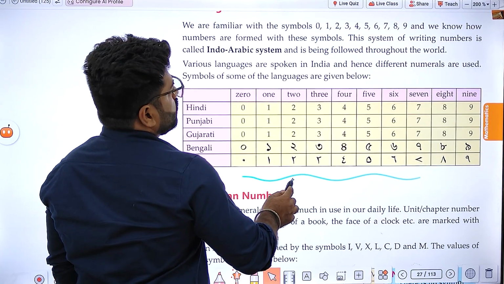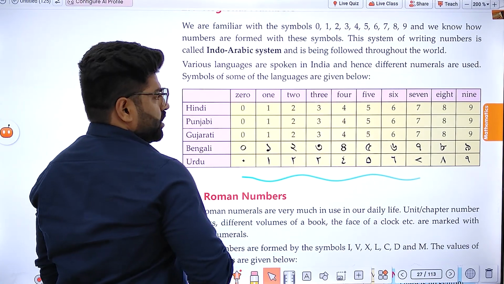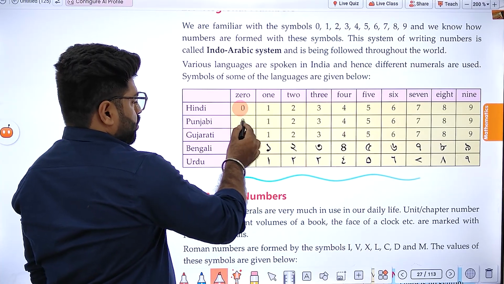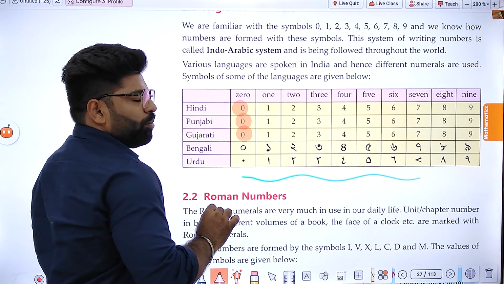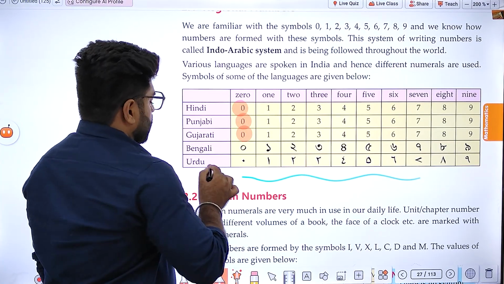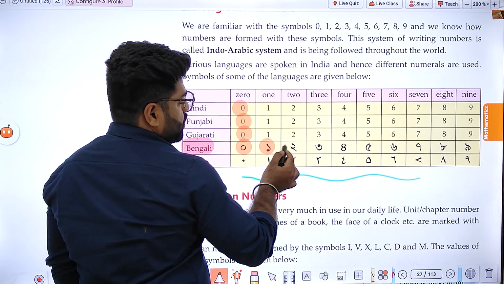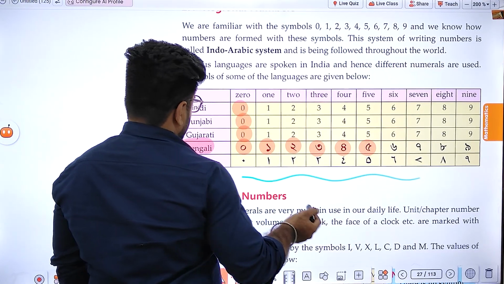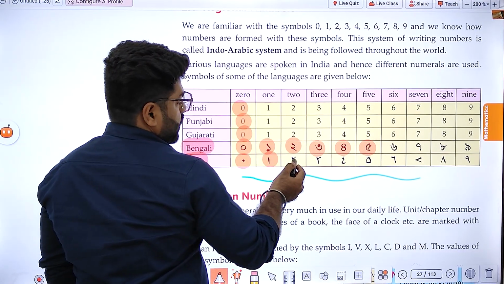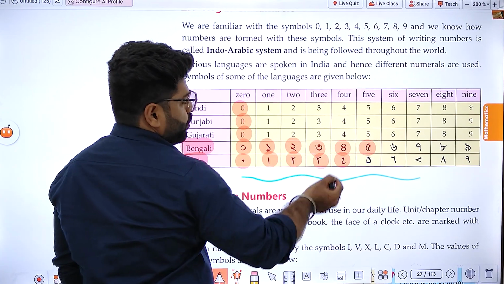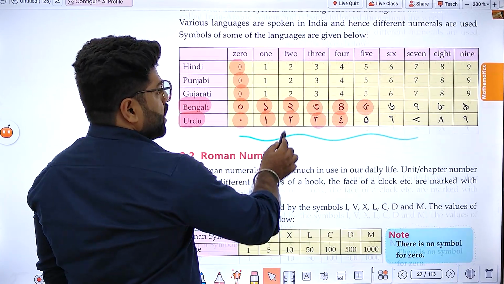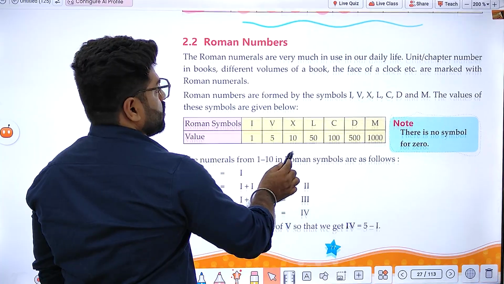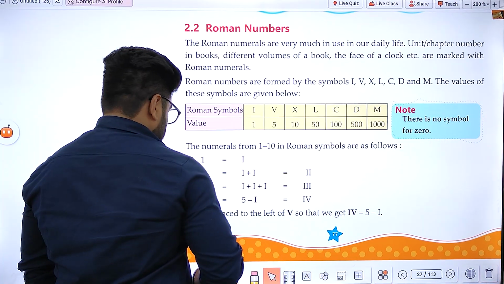So in this topic, we are going to see the different number systems. In Hindi, Punjabi, and Gujarati, we are having the Hindu-Arabic numerals. But in Bengali, we are having some different signs for numbers. And for Urdu, we are having these kinds of numbers to represent 1, 2, 3, 4. Same as we are having Roman numbers, or we can say Roman numerals.